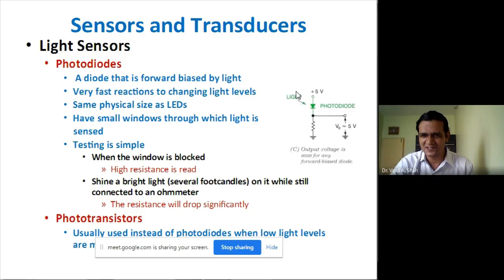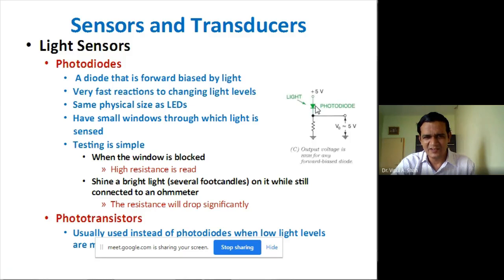That is with reference to this change in the light source. So it has a very fast reaction to the changing light levels. Same physical size as LEDs. This is a diode, a photodiode. So it is a very small component which you can utilize for your light sensing purpose.